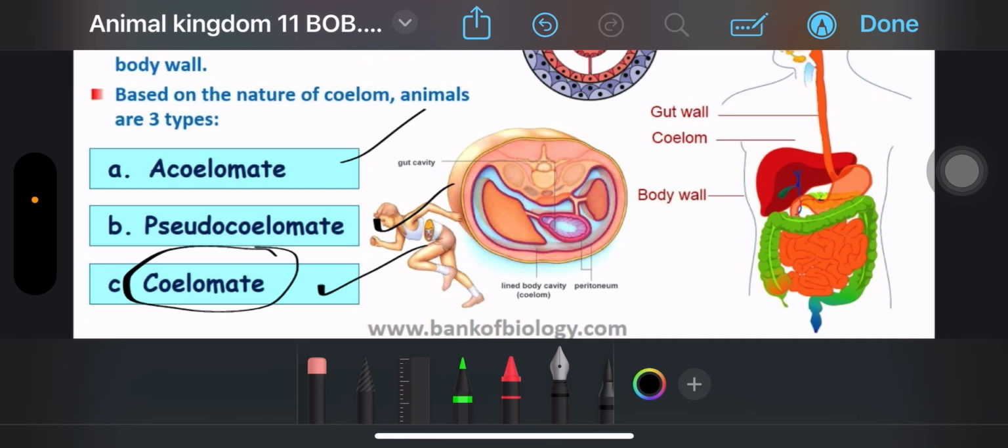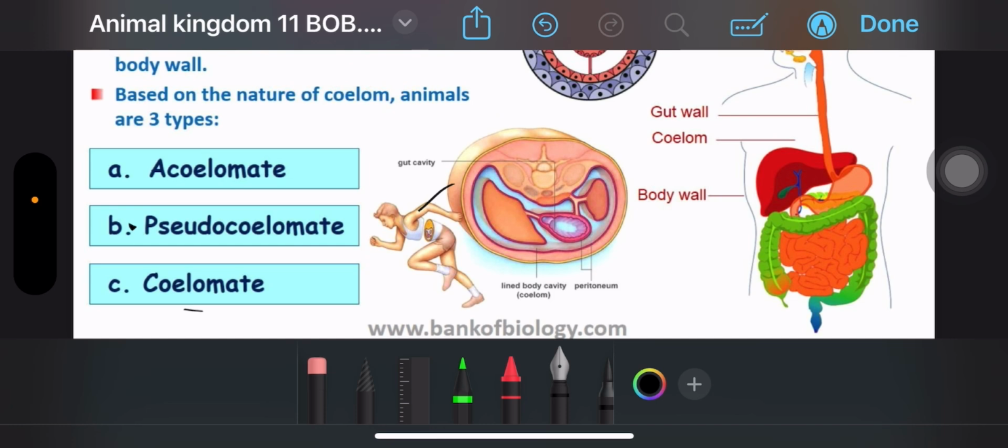Those that do not have a coelom but have some cells filled in between are pseudocoelomates, false coelomates. If there is no coelom, that is called an acoelomate, right? This is the classification of these, right? Now we'll go for the next one.